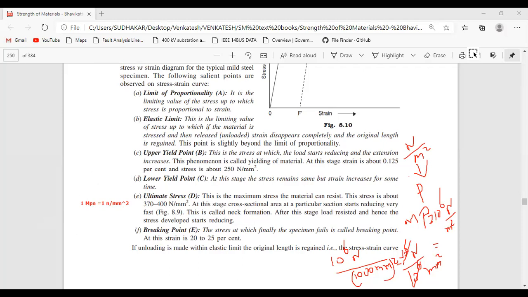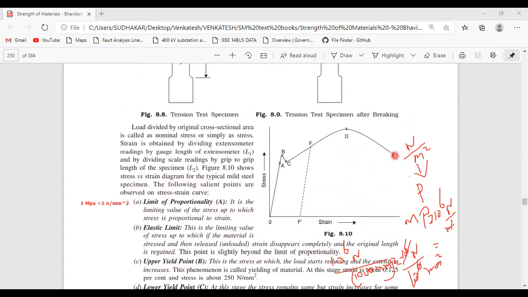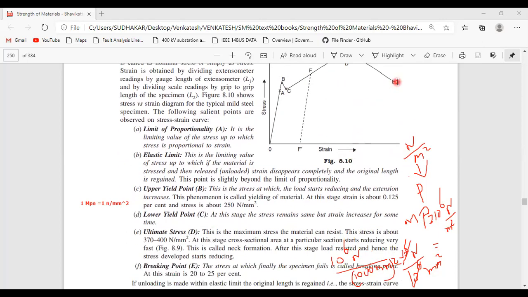And the next is the breaking point. The breaking point is the stress at which the specimen finally fails. It is the point at which the material fractures and splits into two pieces.